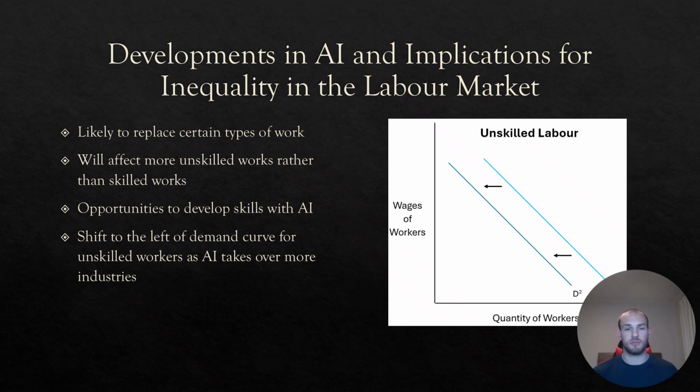Our fourth and final topic will be on developments in AI and implications for inequality in the labor market. As developments in AI continue, it is relatively safe to assume that it will eventually replace certain positions or industries within the workplace and within the greater economy. This is also likely to affect unskilled workers the most, as these positions would be easier to develop AI systems and processes to replace workers with. This would lead to less available unskilled work and increased unemployment for unskilled workers. This decrease in labor demand would lead to a shift on the demand curve for unskilled workers to the left.